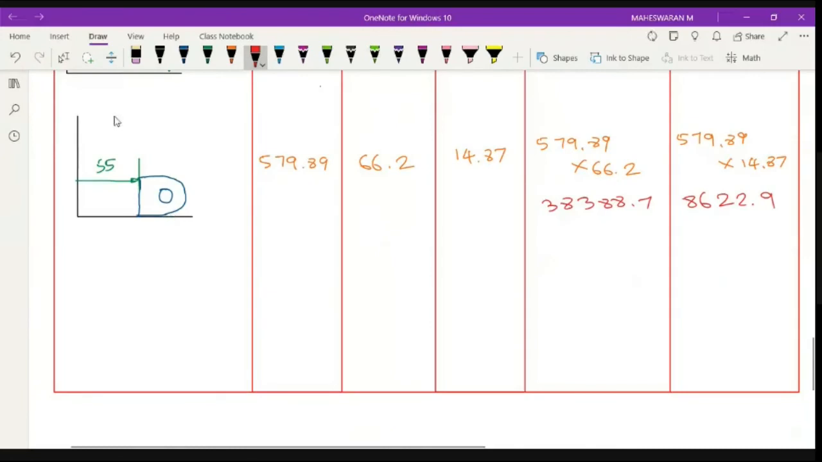The next step is I'm going to consider the last one. Right, so this is my semicircle. Okay, so it is touching. So there won't be any offset here. If I consider the area, it is the same. There is no difference in the area. I'll get 579.89.